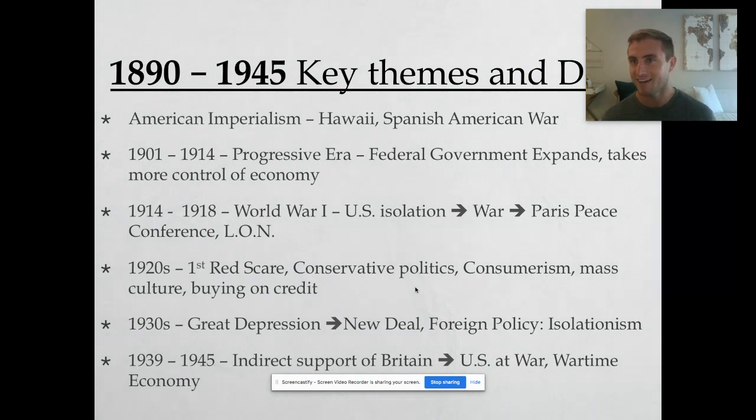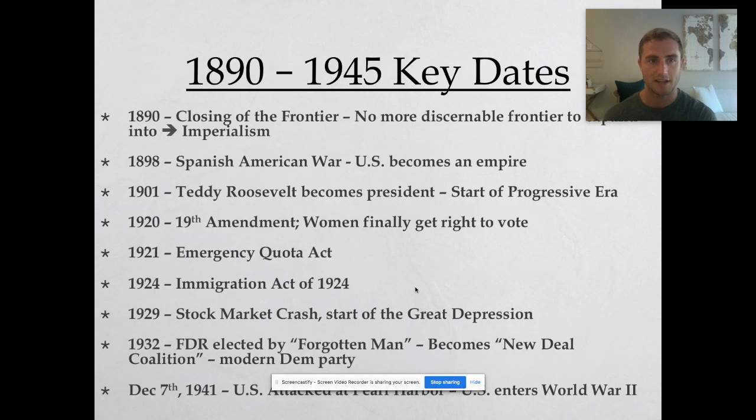And then 1939 to 1945, that is officially World War II. World War II starts with the invasion of Poland on September 1st, 1939. With the invasion of Poland, the U.S. is going to wake up. In fact, they really wake up, especially less than a year later with the fall of France in June of 1940, start a draft and then start indirectly supporting Britain. These are our key themes and dates.